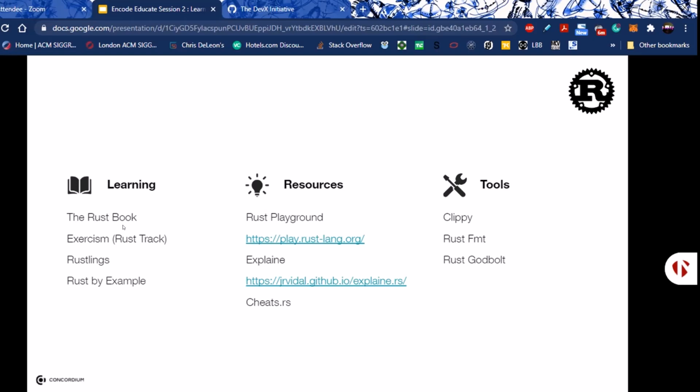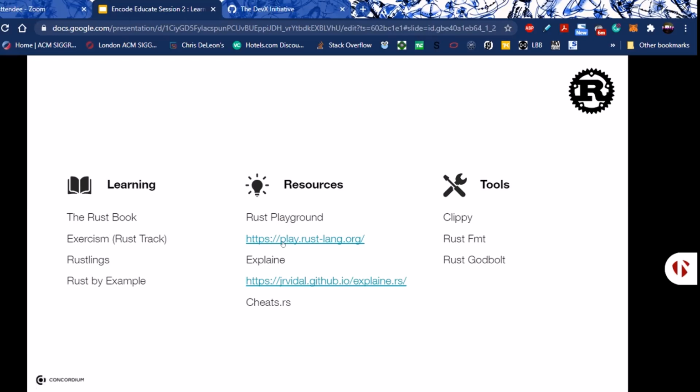You then have Exercism, which I use personally. This is an exercise platform, which has little examples that you can go through to get yourself up to speed. There's also another very popular tutorial GitHub repo called Rustlings, and also there's Rust by Example. If you want to play around with Rust but don't want to install the whole toolchain, you can go to the playground here and start just coding with Rust.